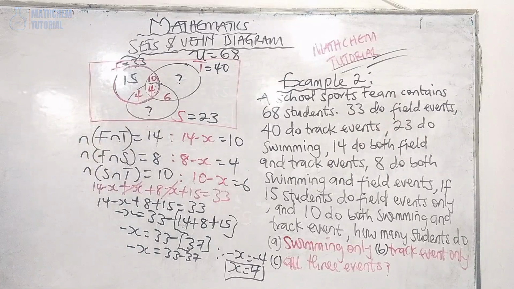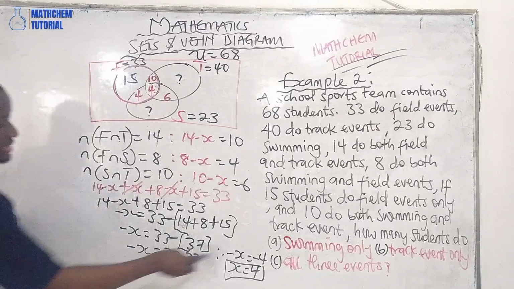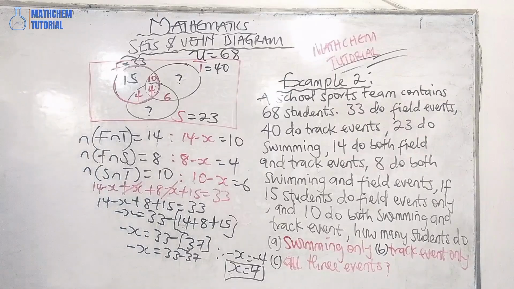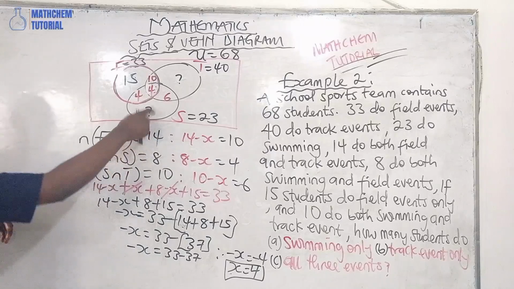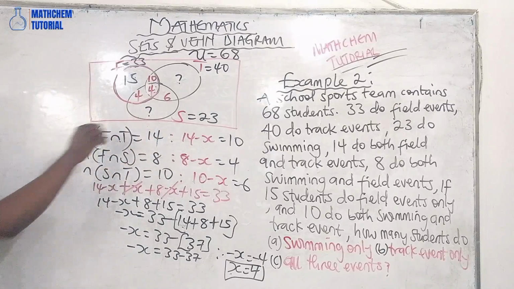So now let's proceed. With this, I've gotten the answer for this C. That C says all the 3 events. So 4 students took all the 3 events. Now what about swimming only? Swimming only means this particular place. I'm asked to do this place. So how would I do it?